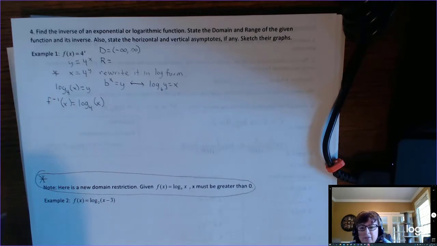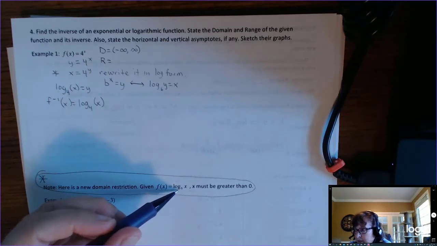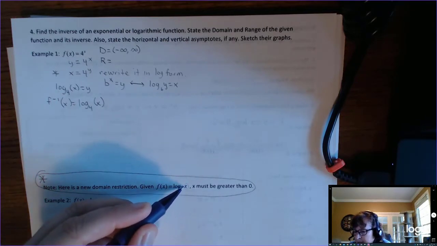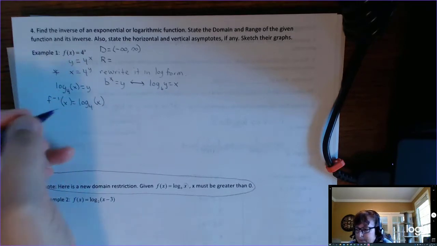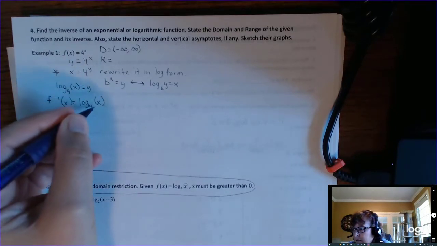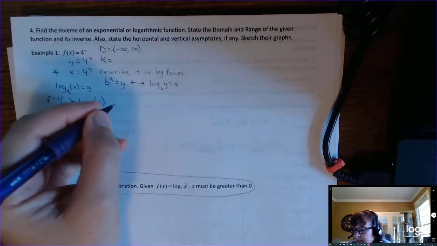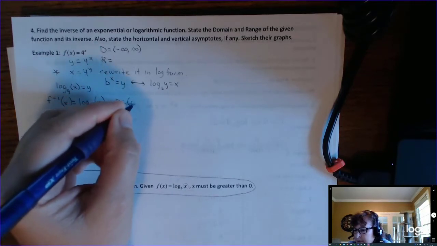And now we have the third one, and this is the last one. If you have a log function, this spot right here has to be greater than 0. Okay, so here we have a log function. This spot has to be greater than 0.